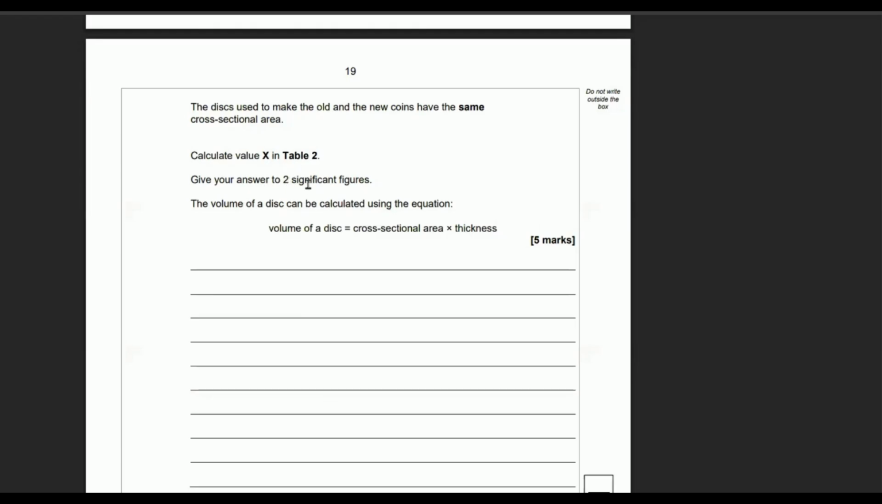We've got to give the answer to 2 significant figures. That's actually going to get us all 5 marks. The volume of a disc can be calculated using the equation volume of a disc equals cross-sectional area times thickness. And this is key. They put it in bold black for a reason. Both discs have the same cross-sectional area.